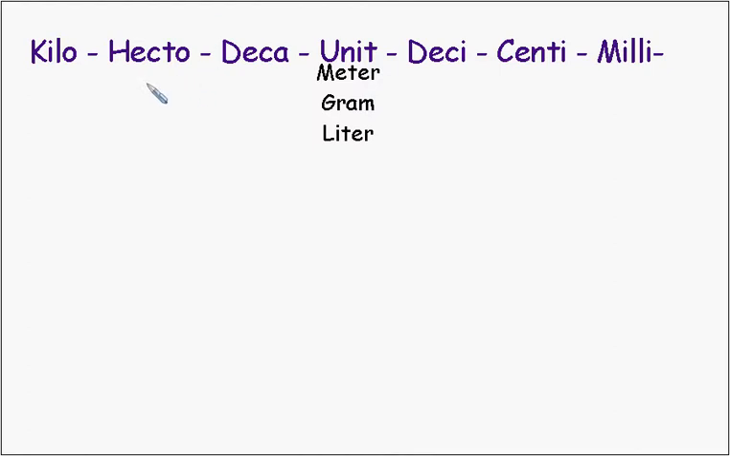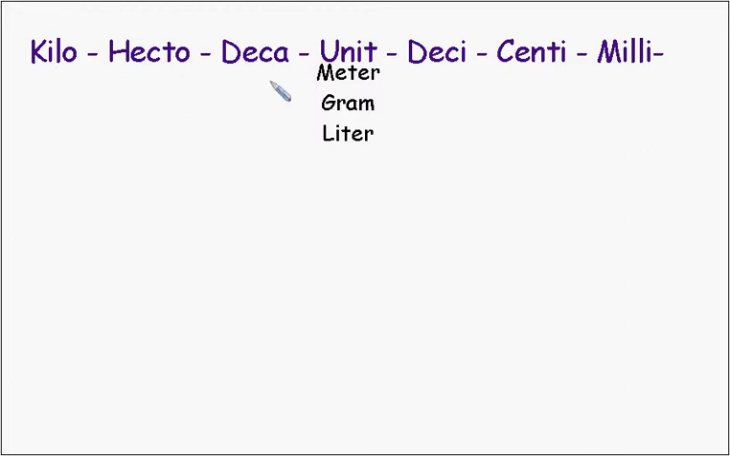Now we're going to work on converting some measures of the metric system, and we're going to use our friend kilo, hecto, deca, the unit meter, gram, or liter, deci, centi, milli to help us out. And then we have a little acronym for that that goes: King Henry doesn't usually drink chocolate milk. Now, how's this going to help us convert to different units? Well, let's try it out.